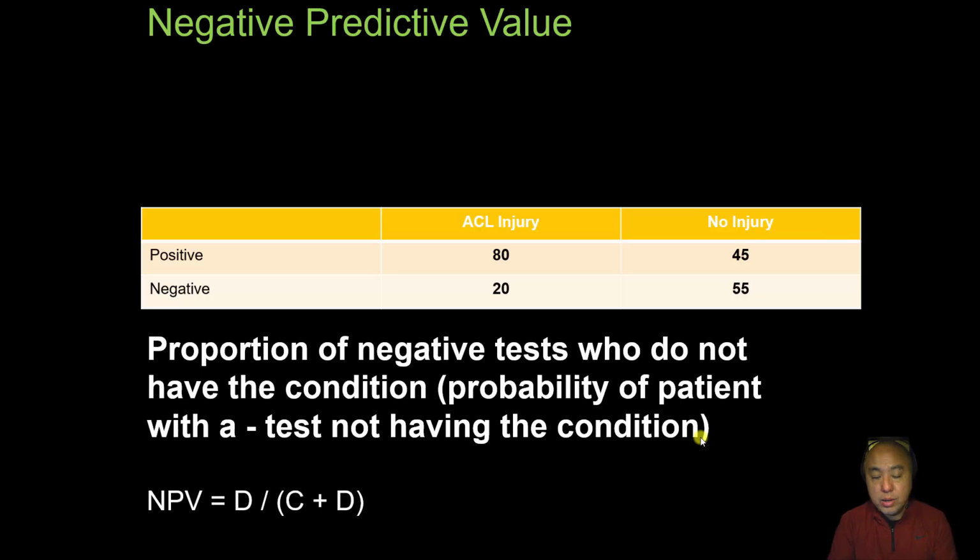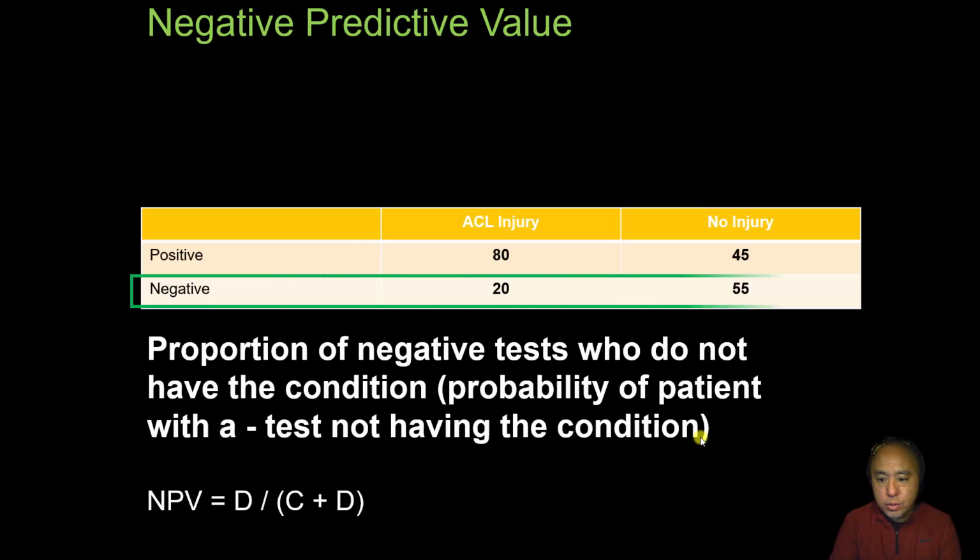Negative predictive value, as you can imagine, is the other way around. It's the probability of a patient or an athlete with a negative test actually not having the condition. So in this case, this would be 55, right? This is D here, divided by C plus D. That gives us a negative predictive value of 73%. That is the probability of a patient with a negative test not having the condition. So that is the negative predictive value.